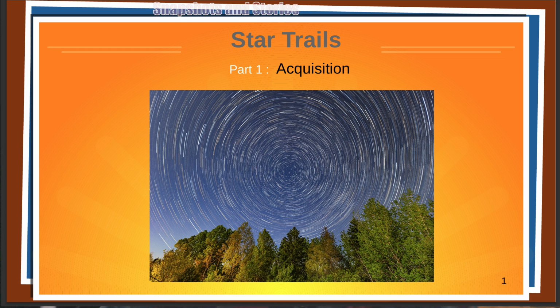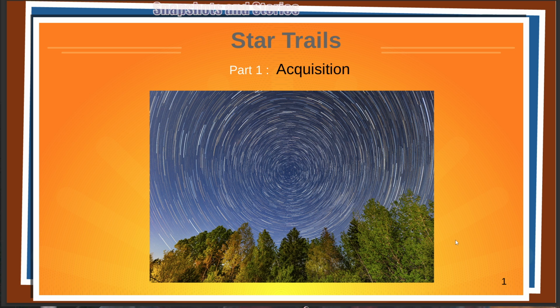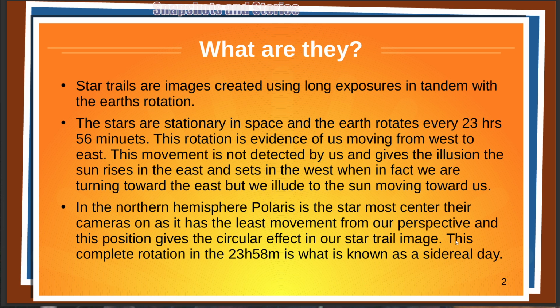So part one, this is all about acquisition. How do we get star trails? Anyway, you're going to find out how easy this is. This is really quite an easy thing to do. So what are they? Star trails are images created using long exposures in tandem with the Earth's rotation.